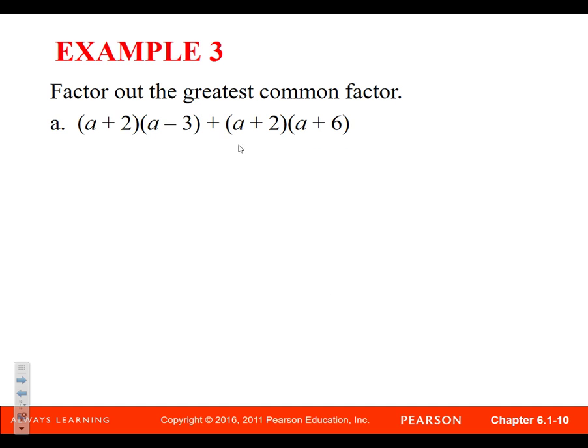Now, you guys see these two binomials? This is just a number, right? This is just a number. What do they both have in common? The quantity a plus 2, right? The quantity a plus 2. So what I can do is take out the quantity a plus 2 from both of those, can't I? And then what would be left inside? The quantity a minus 3, plus the quantity a plus 6. Make sense?